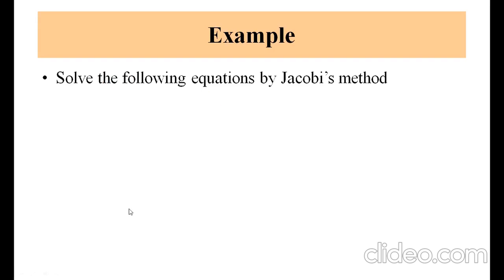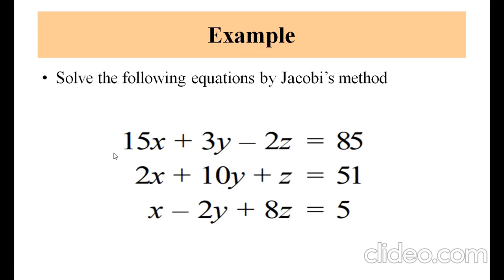Now let us solve an example by the Jacobi method. The equations are 15x plus 3y minus 2z is equal to 85, first equation. Second equation, 2x plus 10y plus z is equal to 51. Third equation, x minus 2y plus 8z is equal to 5.